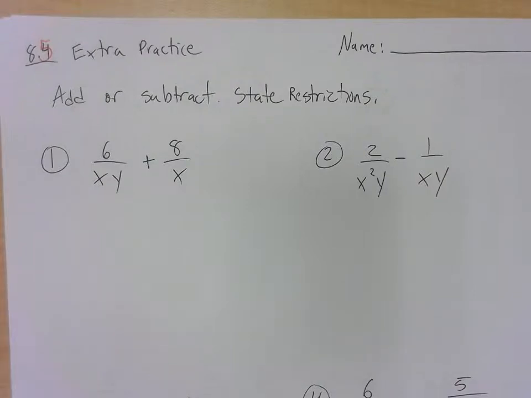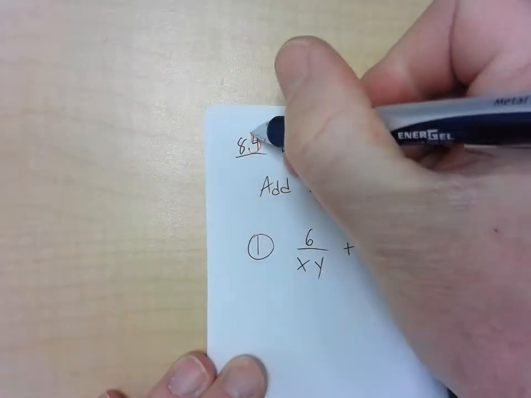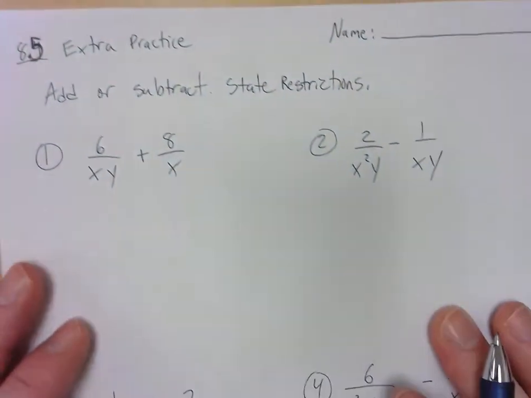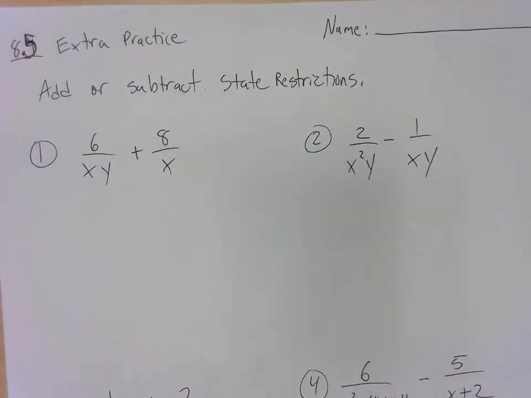Yes, this is the extra practice for 8.5. Even though I put 8.4 on here, it's really 8.5. Basically what we're doing here is adding and subtracting these rational expressions. We're basically doing algebra fractions, adding and subtracting algebra fractions.